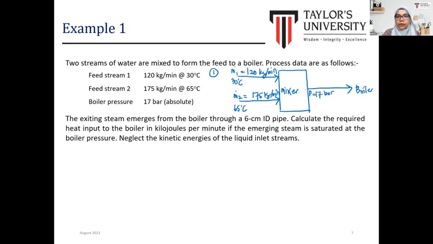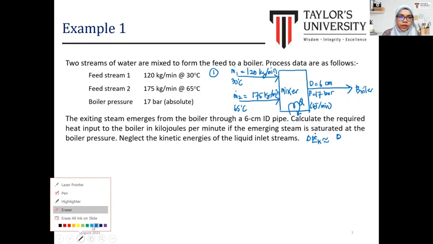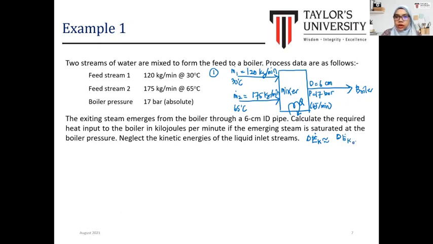Exiting steam emerges from the boiler through, okay, the diameter is given. And then calculate the required heat. So we need to calculate the required heat in the mixture. The unit is kilojoule per minute. Okay, what other information is given? Neglect the kinetic energy. That means we're going to have the kinetic energy at inlet equal to the kinetic energy at outlet. So we neglect the inlet, so outlet.